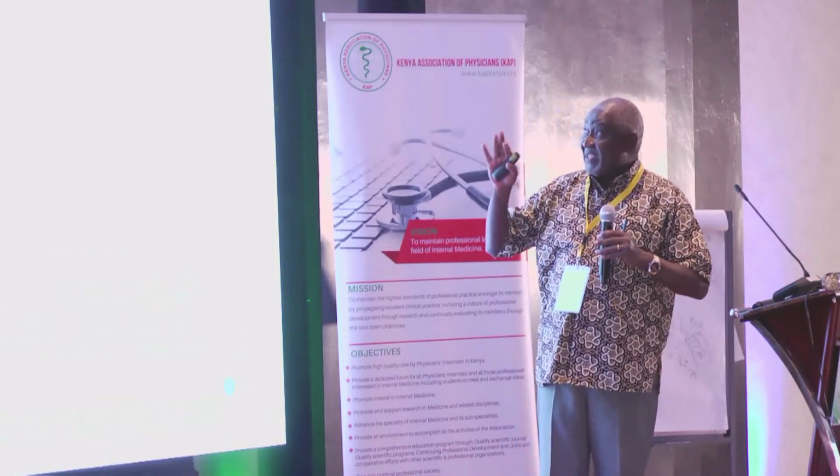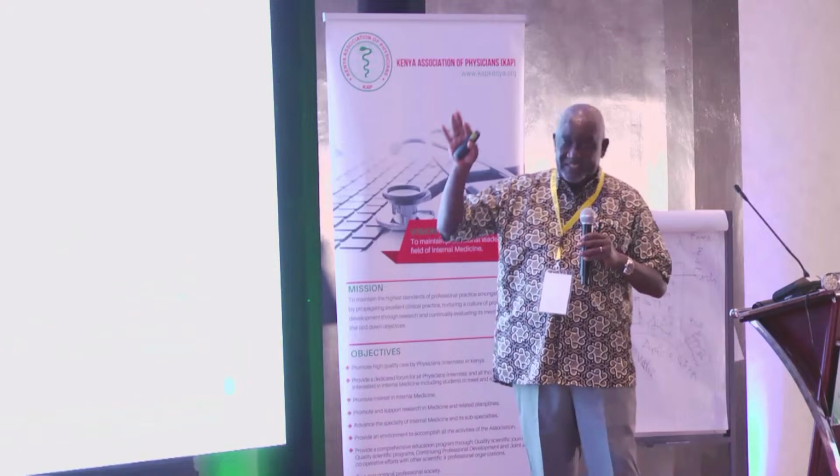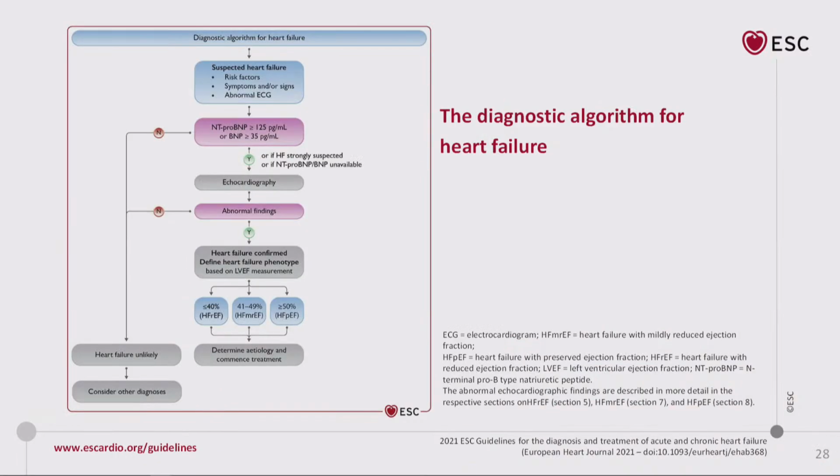You see the centrality of two things in this algorithm. One is measurement of BNP or proBNP, so in other words, a biomarker of myocardial stress. And two is imaging. And the basic imaging is echocardiography. My daughter sitting there is going to talk a little more about imaging, including advanced imaging.